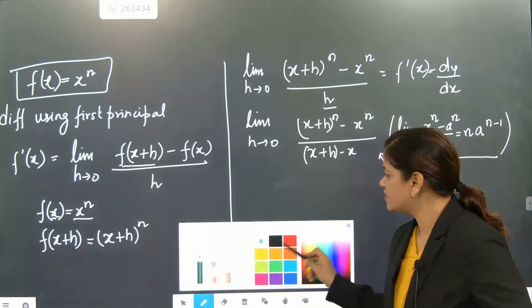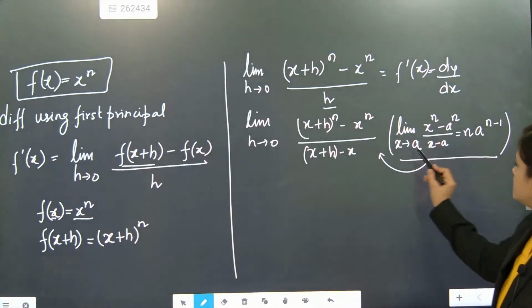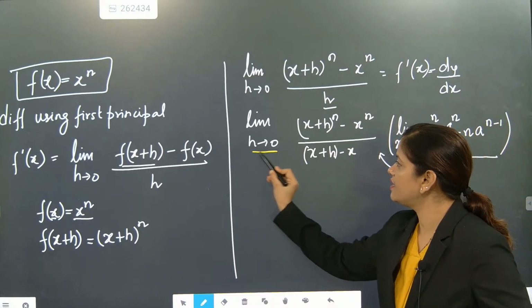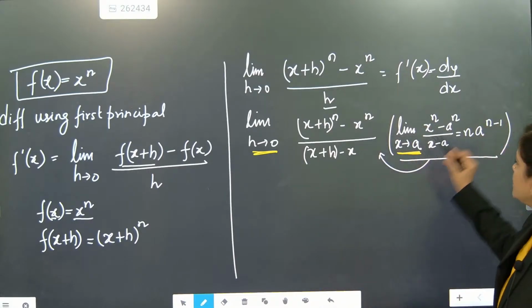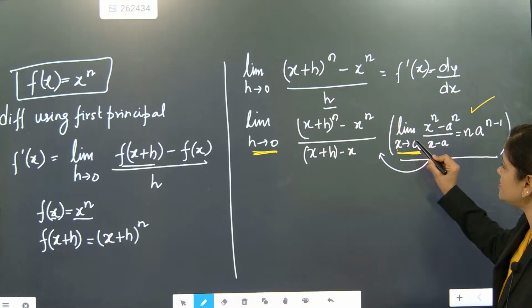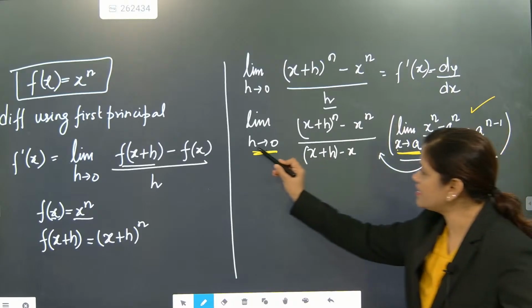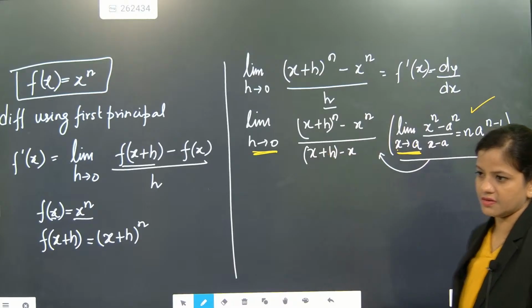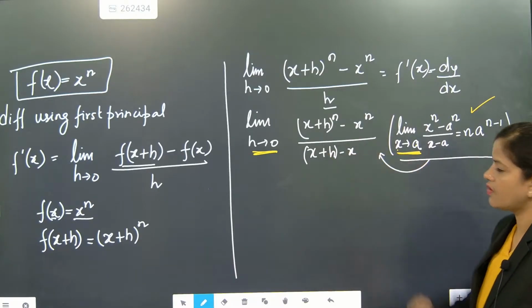So now look here. This is very good, beta. This is the major point. If you are able to understand, here is the difference. In this main formula, x is tending to a, but here h is tending to 0. So we can't use this formula here. Got it? We can't use this formula here.